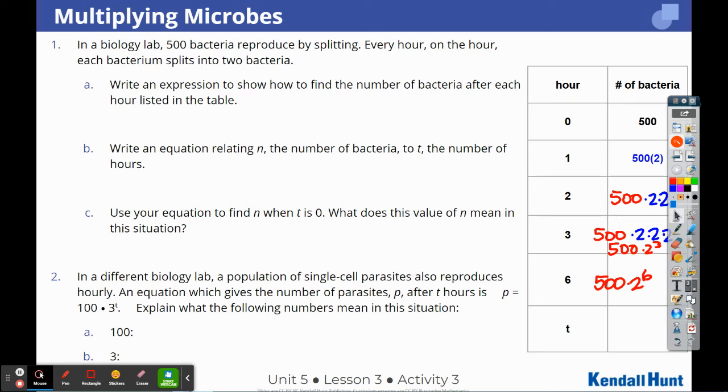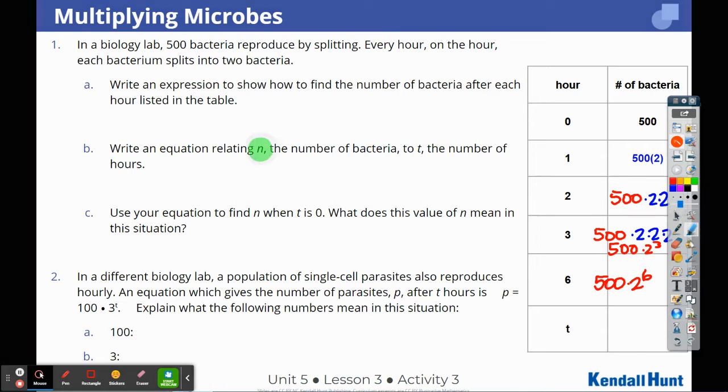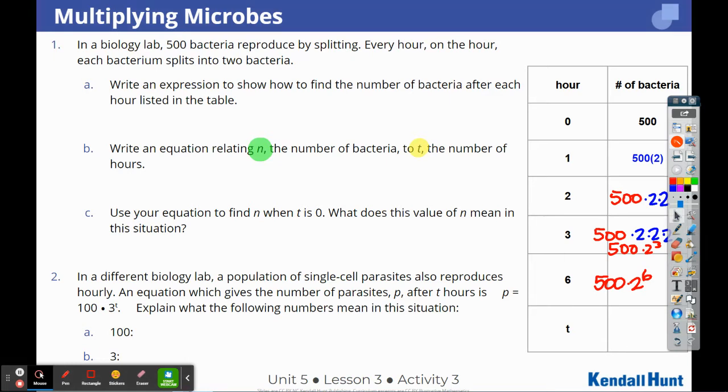So I need to write that equation using n to represent the number of bacteria that I have total, and t is the number of hours that I am looking at. So I'm going to use the same thing we did each hour. So n equals 500 times 2, because it's doubling, raised to t, the number of hours that I have.